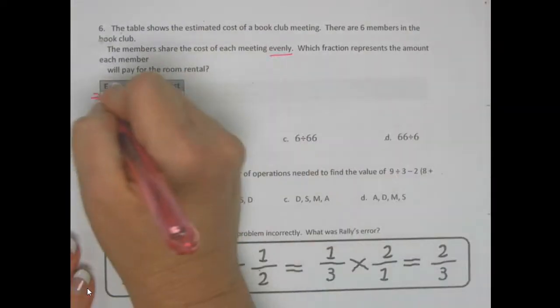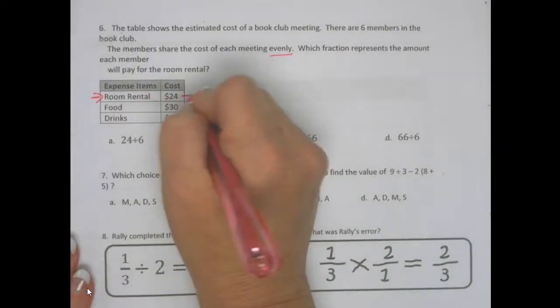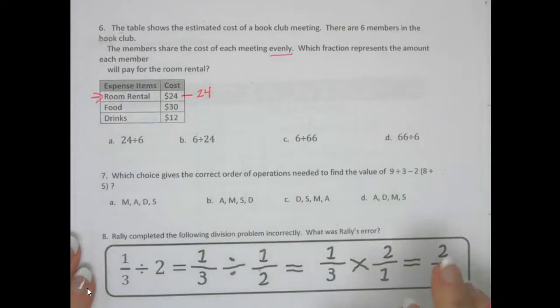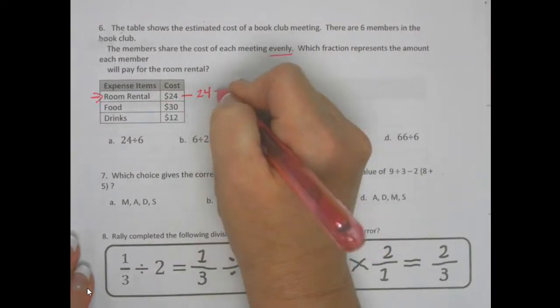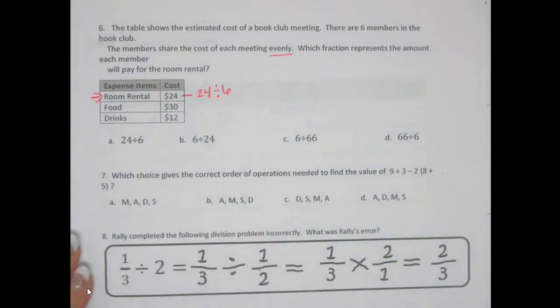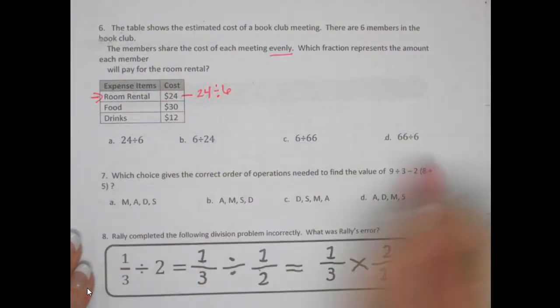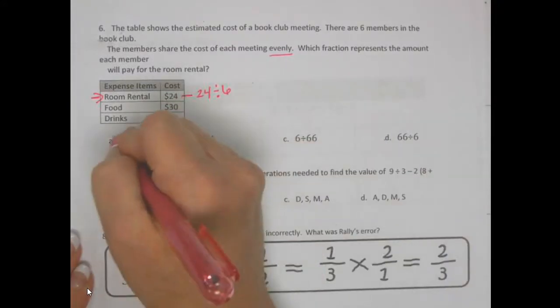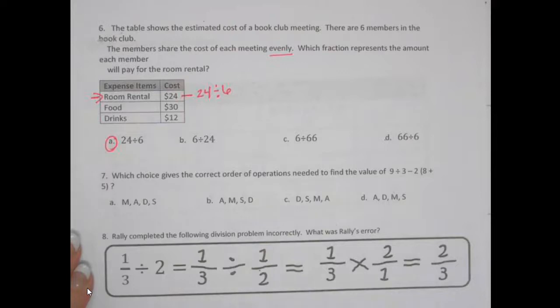So here is room rental, and it's $24. And they are going to share the cost. So each person is going to pay the same amount. So that is a division problem. So you're going to divide 24 divided by 6. Is it asking you to even solve it? No. So the answer is A.